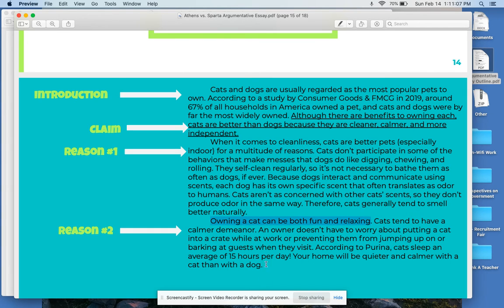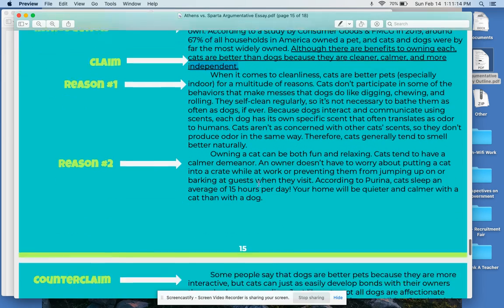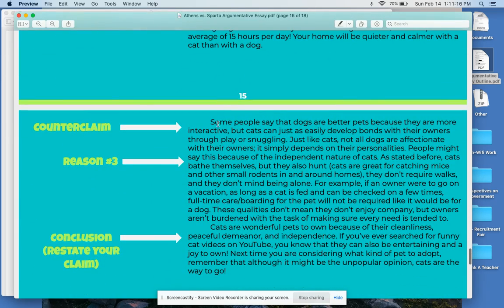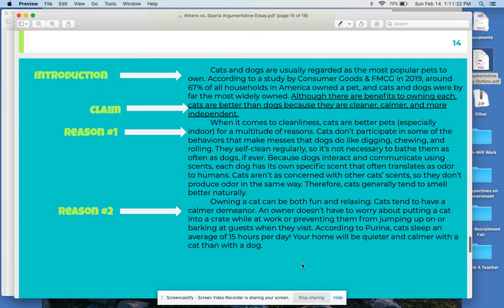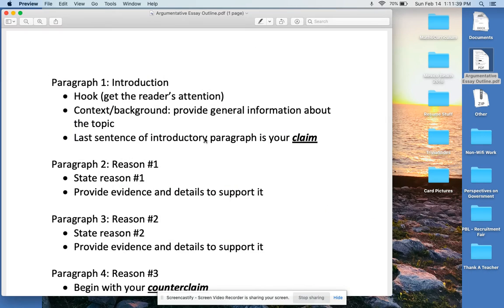She talks about them, why they are so much calmer, and she even has evidence to back it up. Her third one, more independent. We go down to here. Now, there is a counterclaim in here, that's true, but look at the rest of it. It's all about their independence. Okay. So we'll get to counterclaim tomorrow, but all of her paragraphs directly relate right back to this claim. That's what I need from you. Okay, that's what I'm looking for.